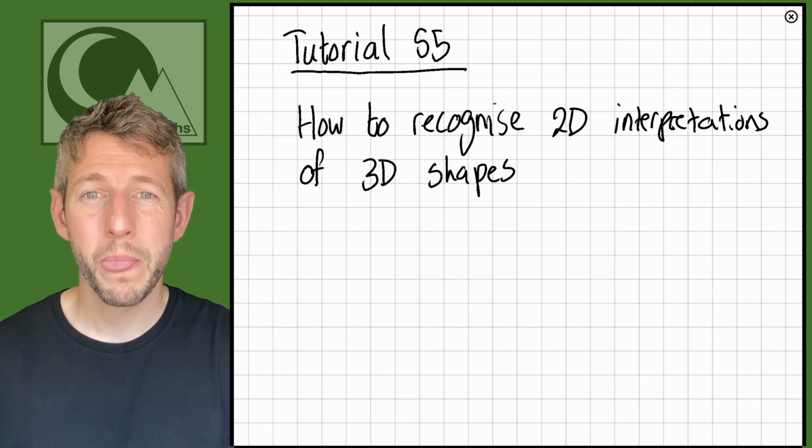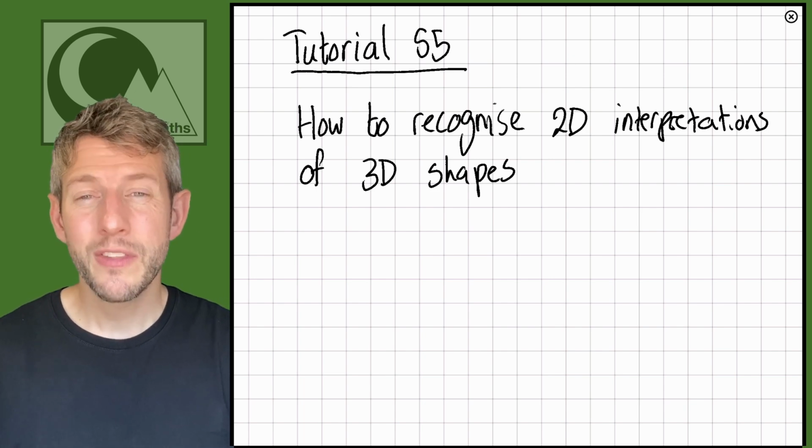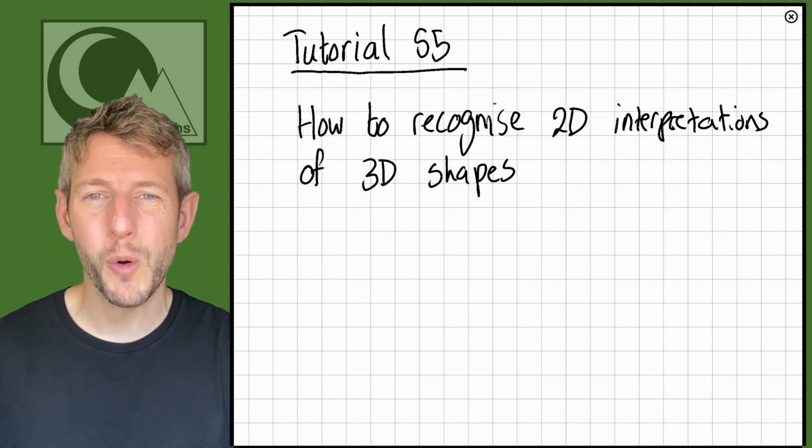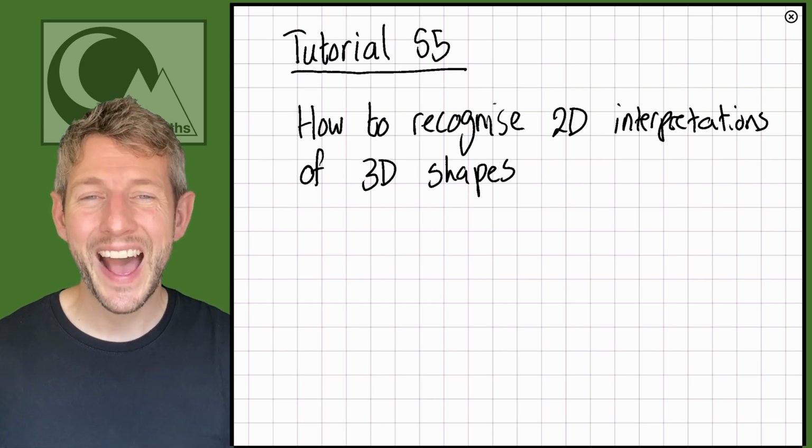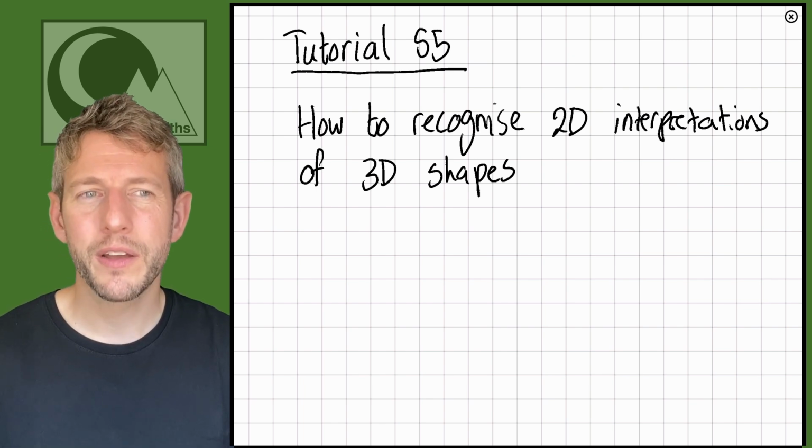3D shapes. Okay, so this tutorial is going to take a bit of a different form really, because all I'm going to do is show you the shapes and we're going to go through their names. Okay, so here we go.